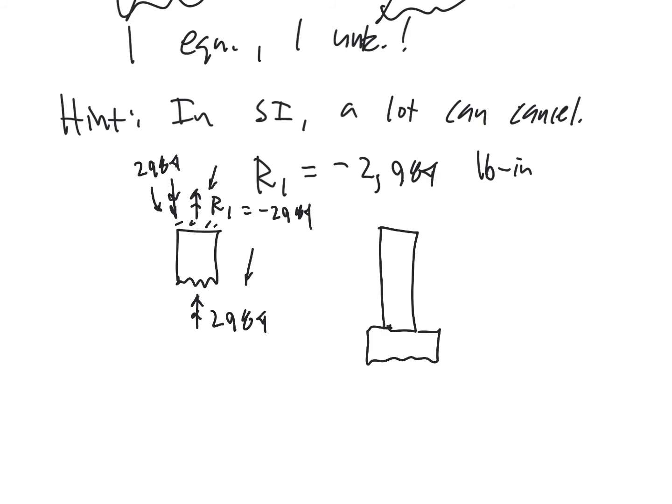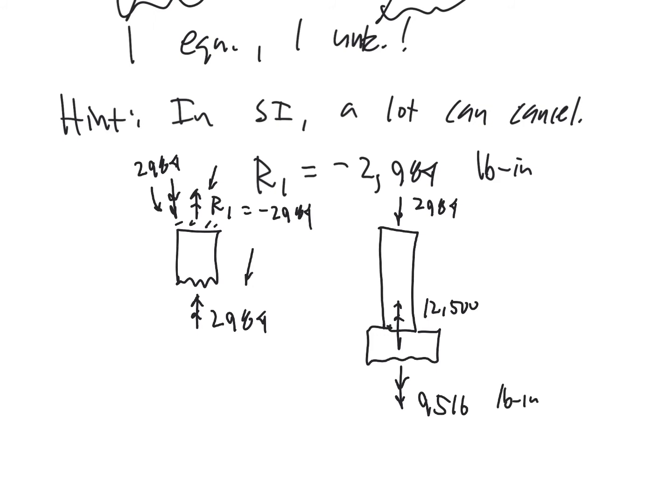All right, then we can also do the internal bar force. Let's draw this, let's do it this way, 2984. And then we have 12,500. This one actually goes this way then. So if we do that statics, we get R1 plus 12,500. So we basically subtract them and we get 9516.